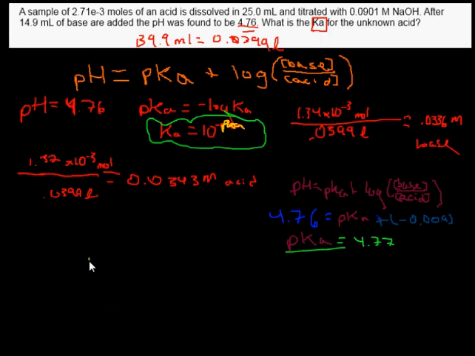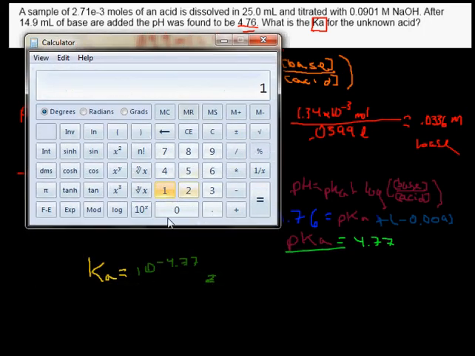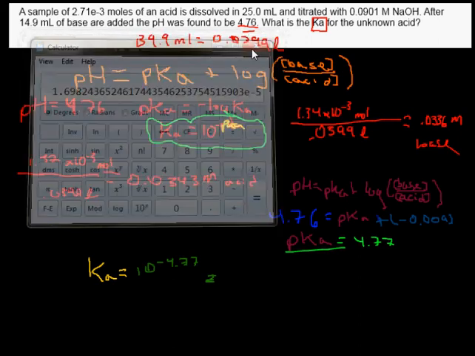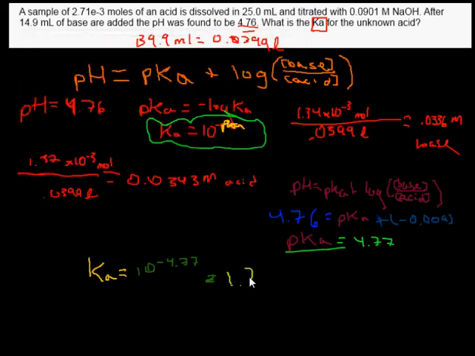And I'm using yellow now, Ka is equal to 10 raised to the negative 4.77 power, which is equal to, and if you get out a calculator, I'm approximating here again. Oh shoot, forgot the minus sign. Yeah, if that happens, you know, whoa, that's not right. 1.7 times 10 to the negative fifth, and that's Ka.